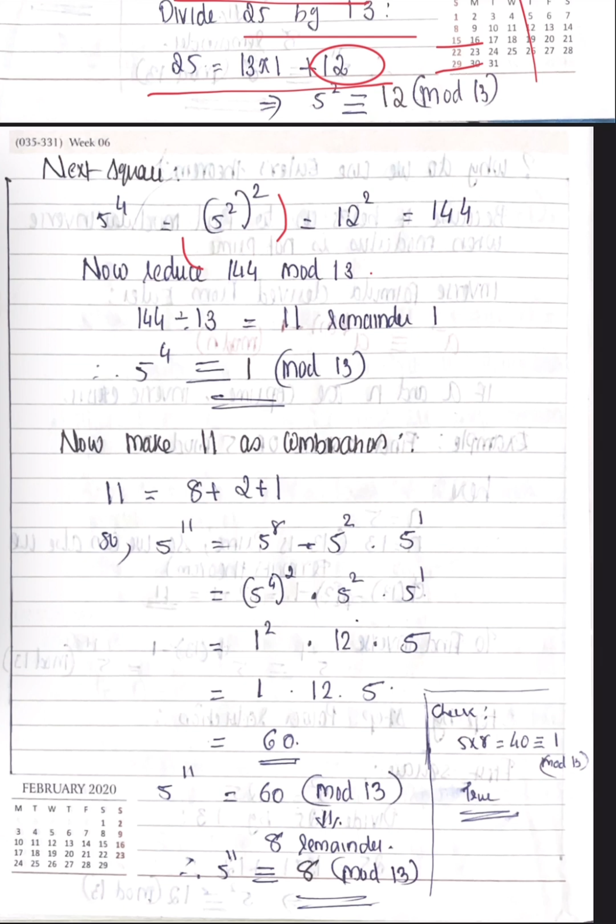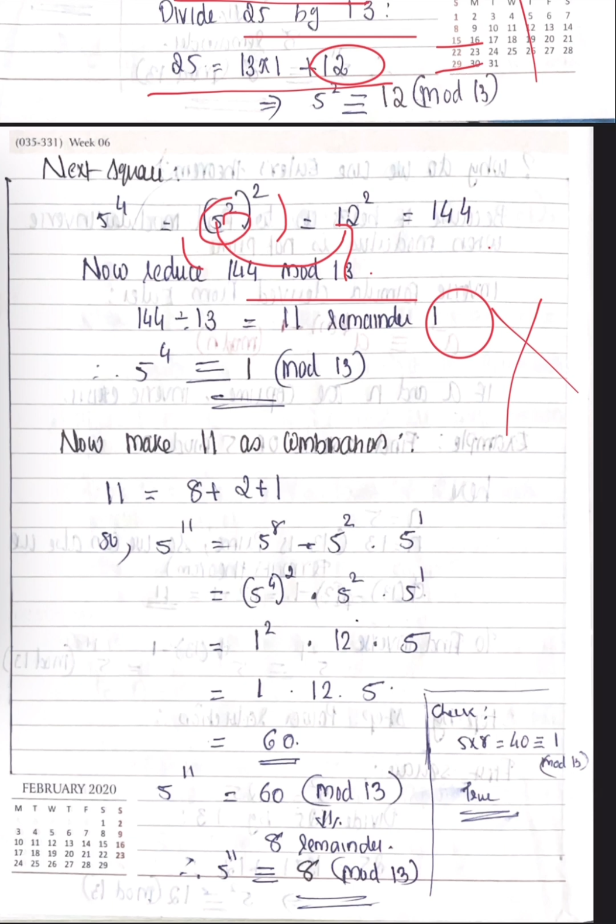So that remainder is copied into the next square method, that is 5 square is replaced in 12, and 12 whole square is equal to 144. Then now reduce the 144 mod 13. In this case the remainder is 1. So our remainder equals 1, we stop our execution. Then 5 raised to 4 is congruent to 1 mod 13.